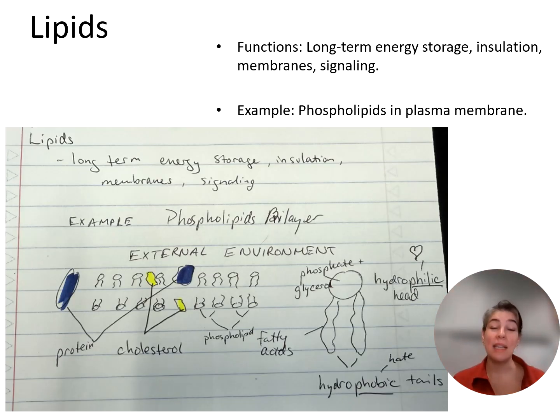Next, let's talk about lipids. Lipids are your long-term energy storage. They're for insulation, membranes, and signaling within your cells. A great example, and we've already seen this, is the phospholipid bilayer in the plasma membrane, where you have your hydrophilic, water-loving head, and attached to it is the hydrophobic, water-hating tail. They are meshed together, tail to tail, and the heads are separated by the tails.